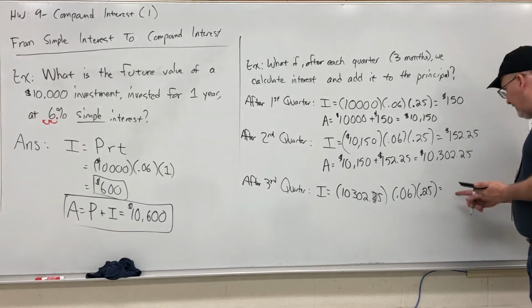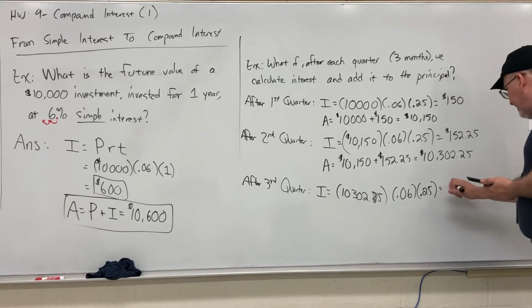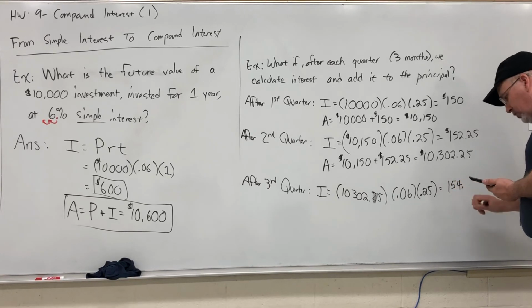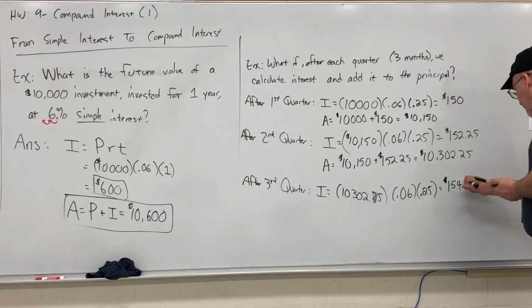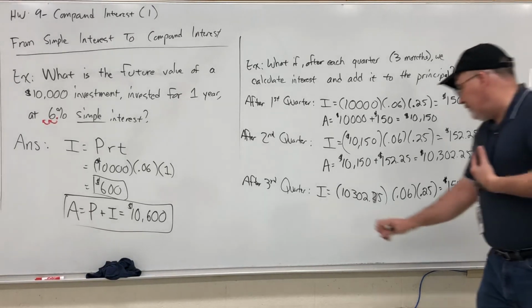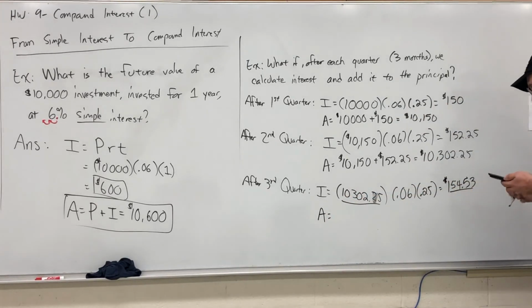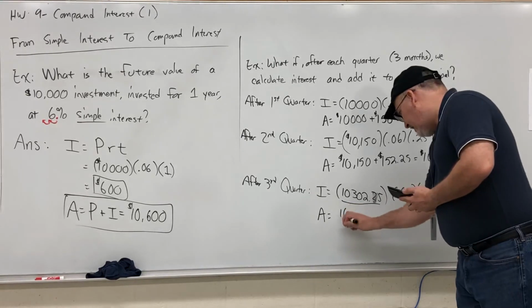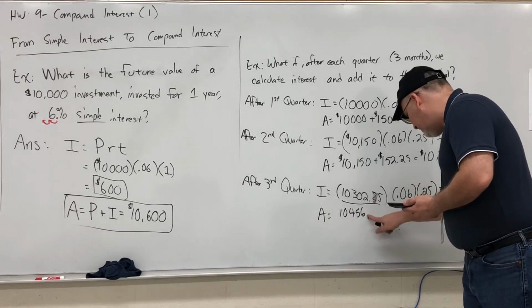All right, now this one doesn't come out to be a nice number rounded to the nearest cent, so I'm going to have to round it off. To the nearest cent, the interest we earned during the third quarter is $154.53, which means that our future value after the third quarter is going to be the principal that we started with, plus our new interest. So $10,302.25 plus $154.53 is $10,456.78.